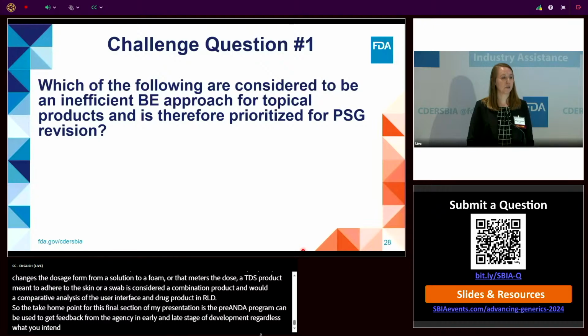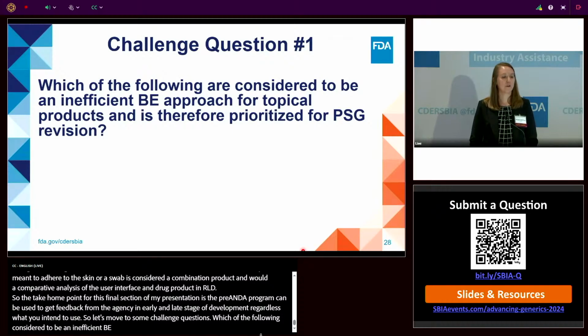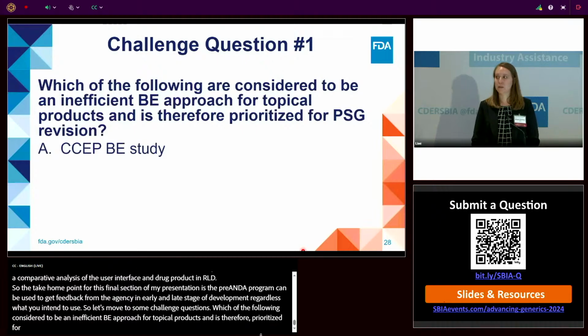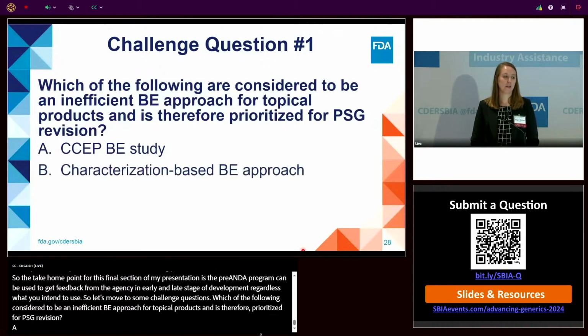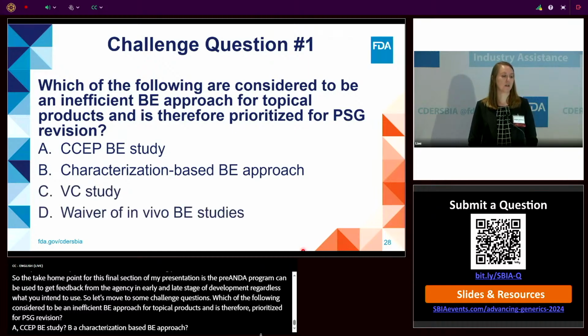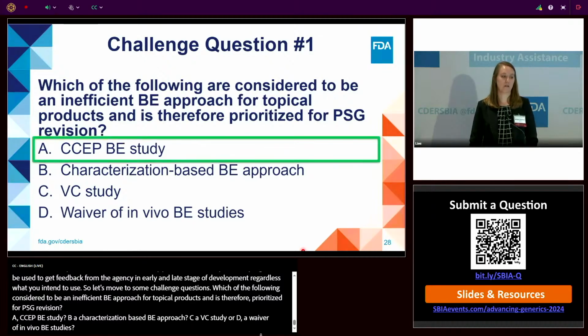So let's move to some challenge questions. Which of the following are considered to be an inefficient bioequivalence approach for topical products and is therefore prioritized for PSG revision? A, a comparative clinical endpoint study. B, a characterization-based bioequivalence approach. C, a VC study. Or D, a waiver of in vivo studies. The answer is A, a comparative clinical endpoint study.